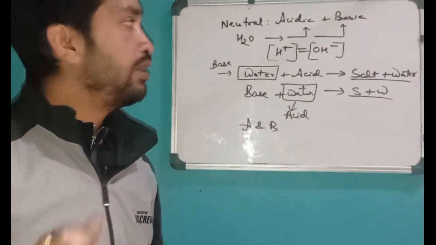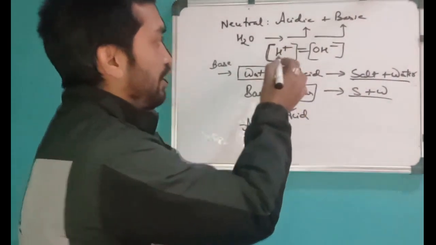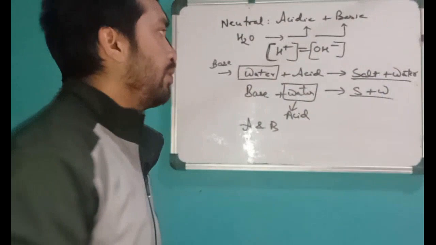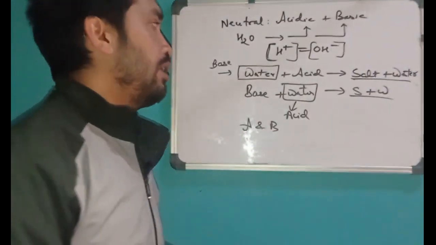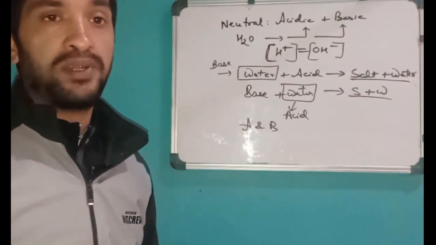I hope it is clear that water is amphoteric in nature, and what the meaning of neutral is here. Neutral means it is acidic as well as basic, but the concentration of H plus ion is equal to the concentration of OH negative ion. I hope it is clear to you.